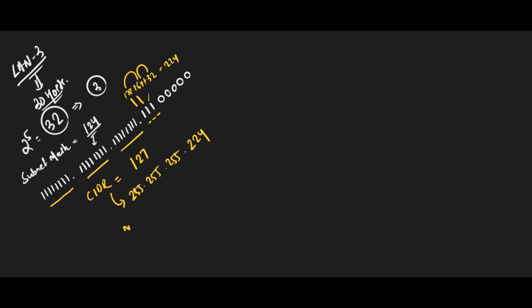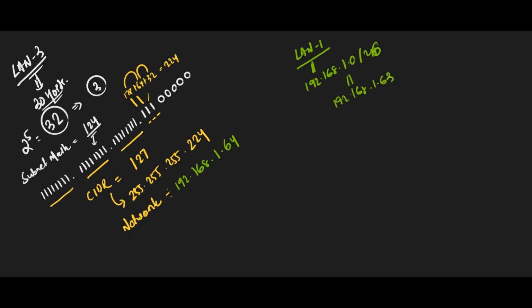Now what will be the network address? What will be my network address in this case? 192.168.1.64. Why 64? Because we already assigned to LAN 1 the range 192.168.1.0/26 to 192.168.1.63. Till this we assigned to our LAN 1. We are breaking the big network into smaller networks, we are doing it with VLSM. If we are doing VLSM, then this one will be the next one.